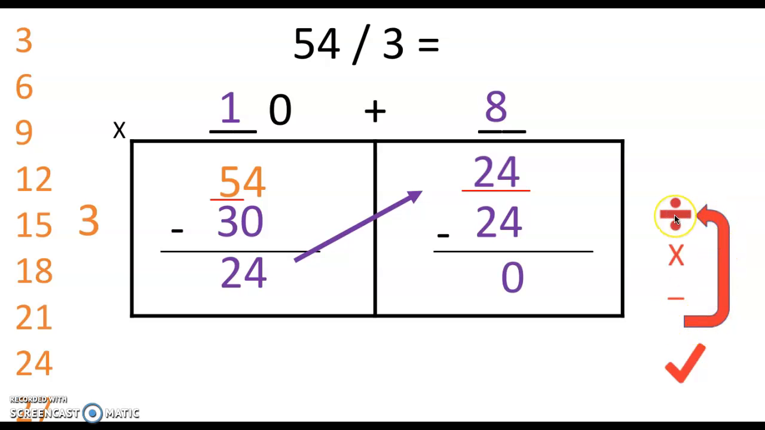Can we repeat? Nope, there's no boxes left. So let's check. Is 0 smaller than 3? Yes, it is. And since that is our remainder of 0, we don't even need to write that. We get our answer by looking right here, which would be 18.